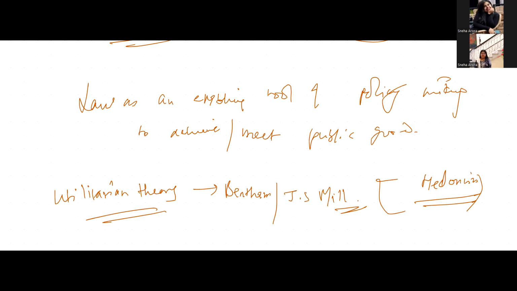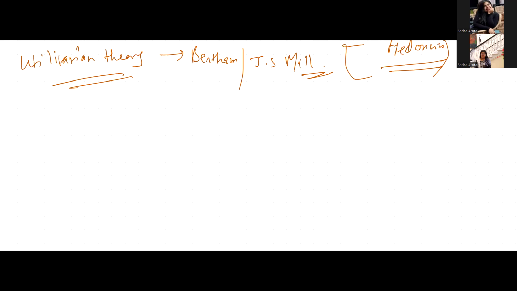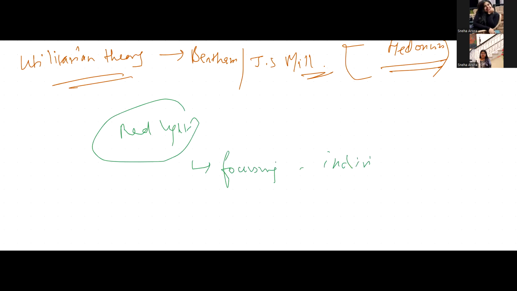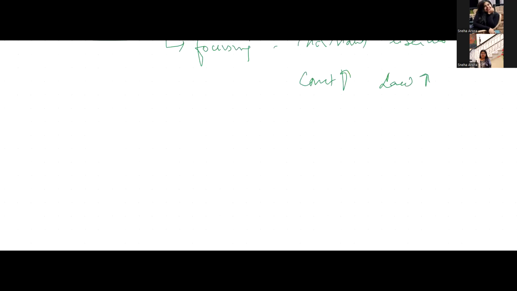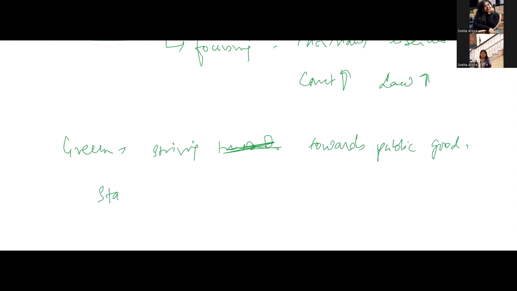So in essence, what green light theory is saying is exactly the opposite of what red light theory proposed. So your red light theory was basically focusing more on individual liberties, giving power to courts, upholding law, whereas your green light theory is striving towards public good, giving more power for state action and lesser judicial intervention. Okay, I hope I'm clear till here.